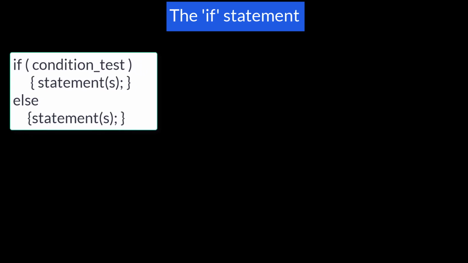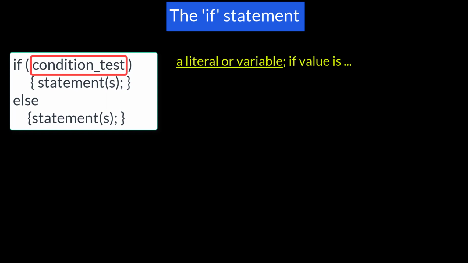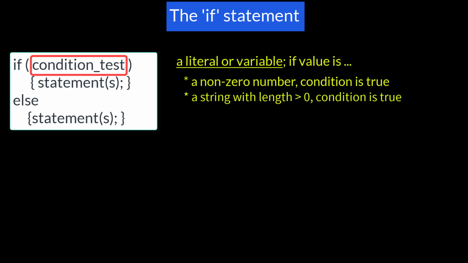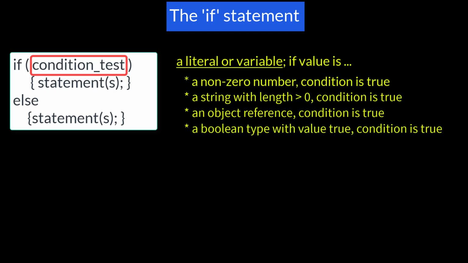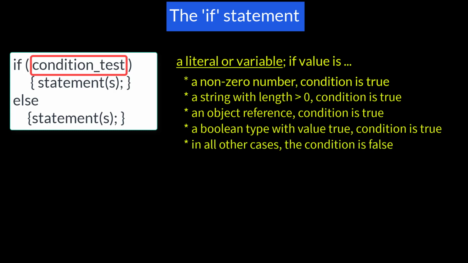So here are the condition tests. The value identified as condition test may be any one of these. First, a literal or a variable, in which case if the value is a non-zero number, the condition is true. If the value is a string of length greater than 0, the condition is true. If the value is an object reference, the condition is true. If the value is a Boolean type with value true, the condition is true. In all other cases, the condition is considered to be false.